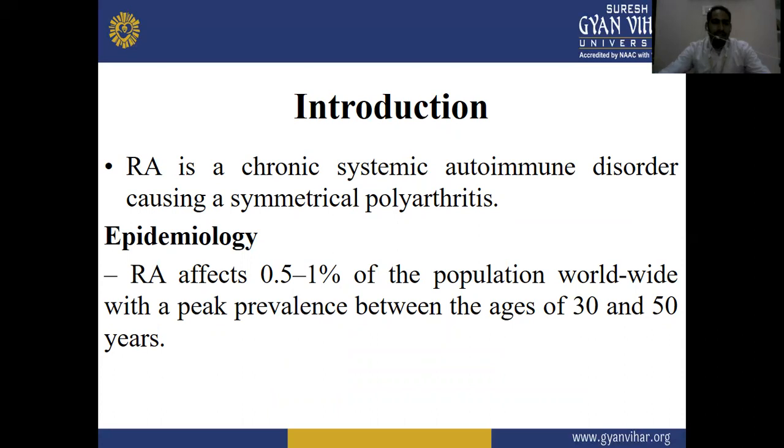Next one is epidemiology of rheumatoid arthritis. Rheumatoid arthritis affects 0.5 to 1% of the population worldwide, with a peak prevalence between the ages of 30 and 50 years.